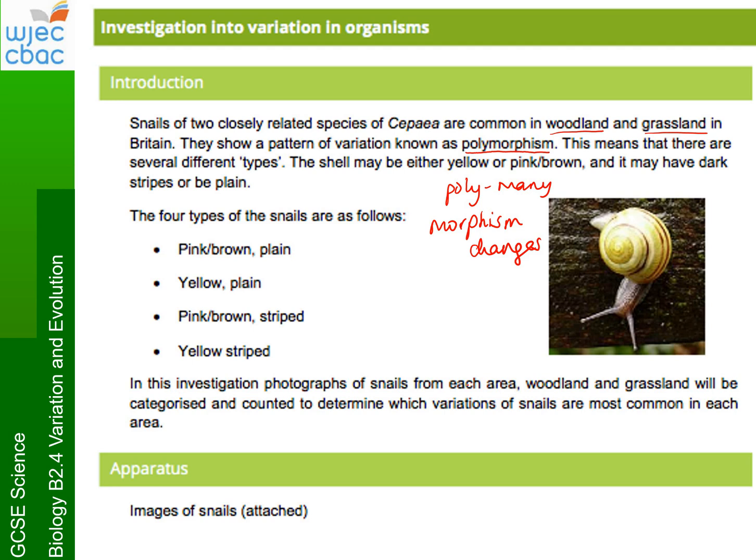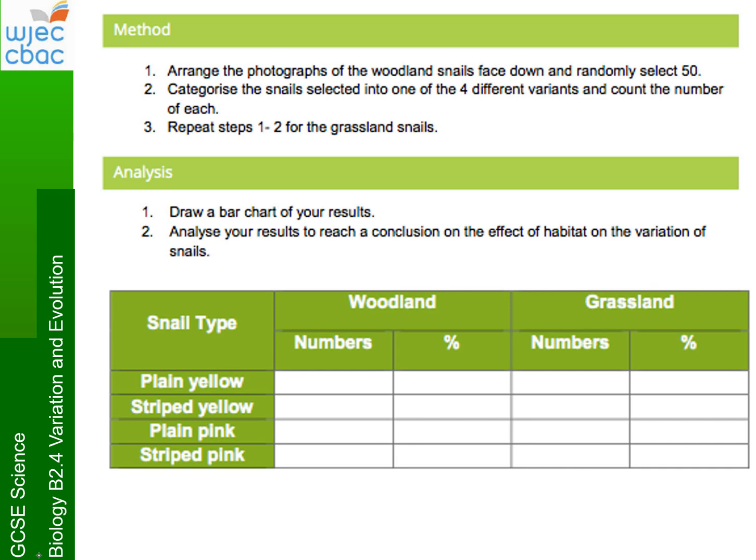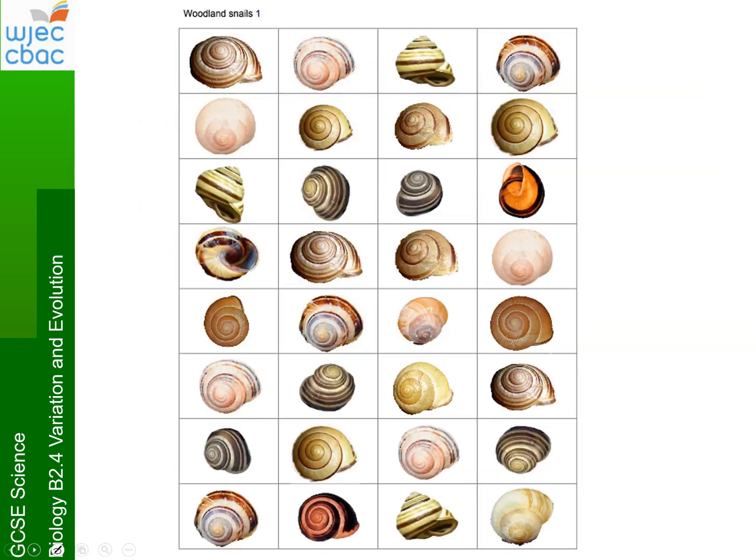In this investigation, photographs of snails from each area, a woodland and a grassland area, will be categorised and counted to determine which variations of snails are most common in each area. So I've included these in the PowerPoint so you can see them. I'll come back to the method in a minute.